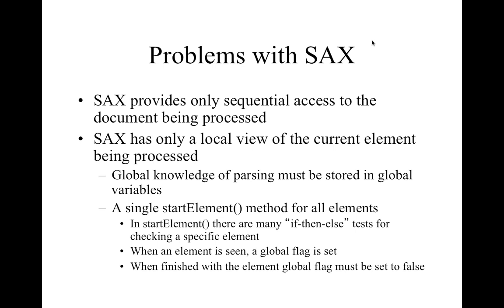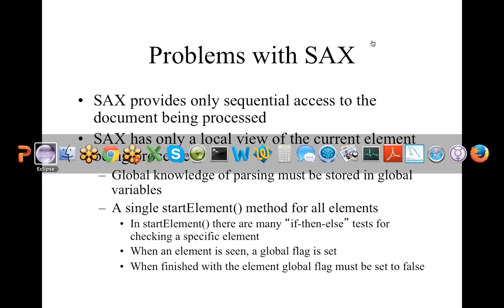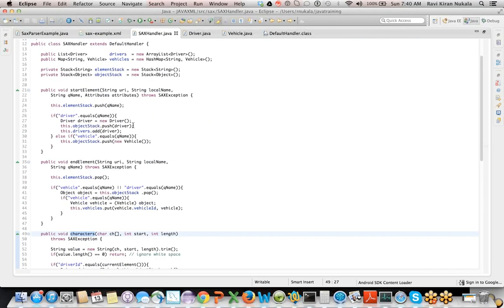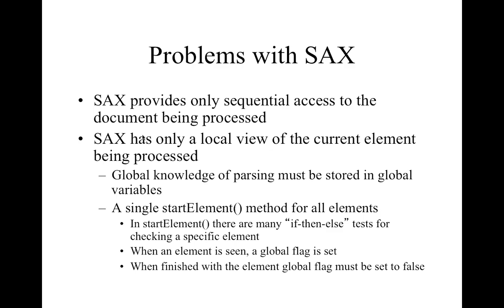A single startElement method for all elements. In the startElement, there are many if and else conditions. We saw that, right? That's a problem. If you are writing a bunch of if and else conditions, there's always a scope for errors. You may miss some if conditions. That is one disadvantage of it. When an element is seen, a global flag is set. When finished with the element, the global flag must be set to false, which is cumbersome. It cannot be thread safe if we are doing it on our own.